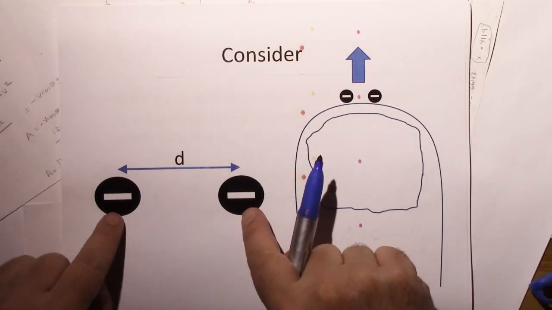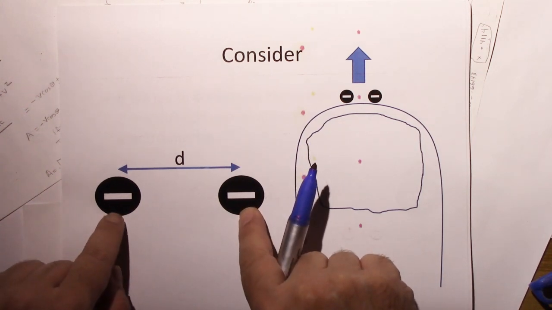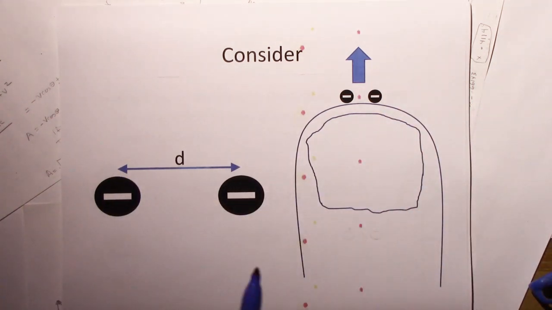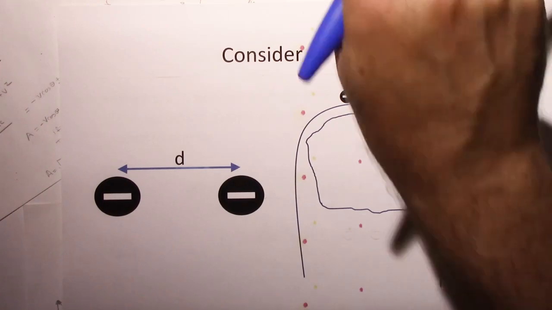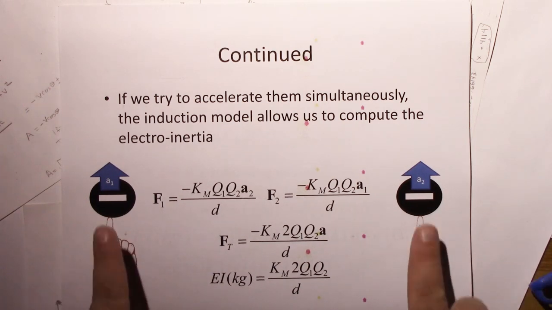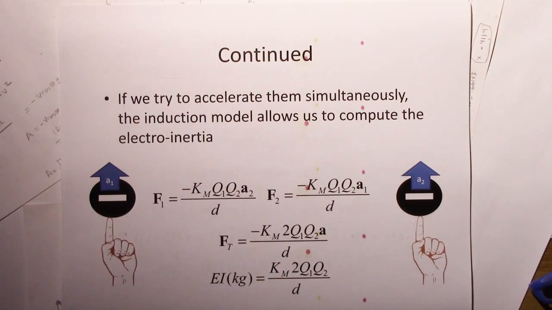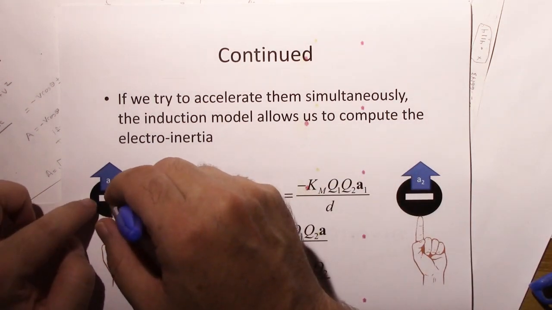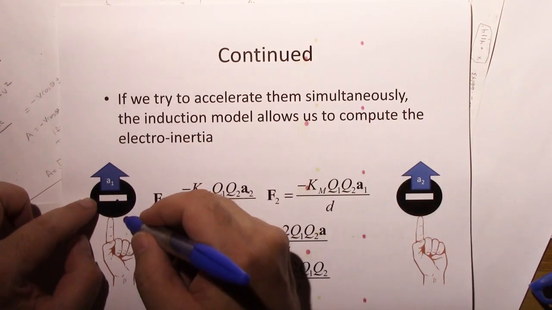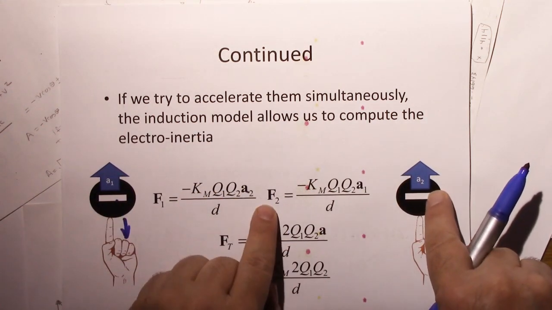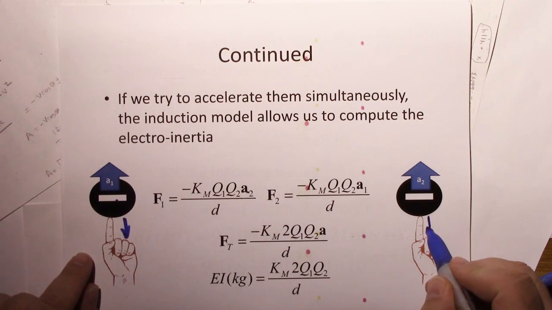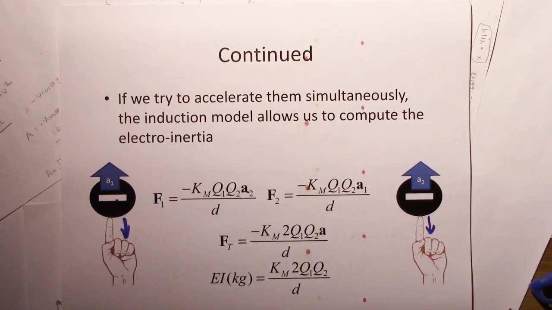If we just take a pair of charges, a very small distance apart, and you put them on top of your finger, yeah, that's a big finger, and they both fit on the top of your finger, and you try to push those two charges together. Now so it doesn't take up so much space, I'm just showing them separated like this, but they both are being pushed together. Okay, well then the force on number one is the acceleration of number two, divided by the distance between them, and that'll be this force here. The force on number two is the acceleration of one divided by the distance. So that's the force on number two. The total force acting on your fingertip is the sum of the two.